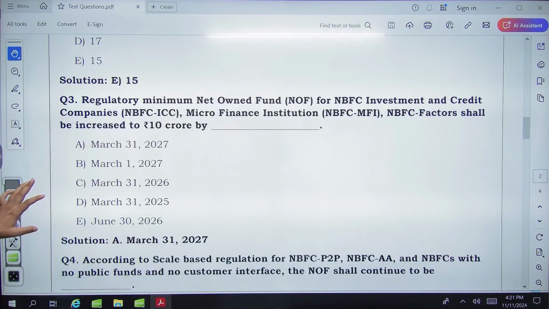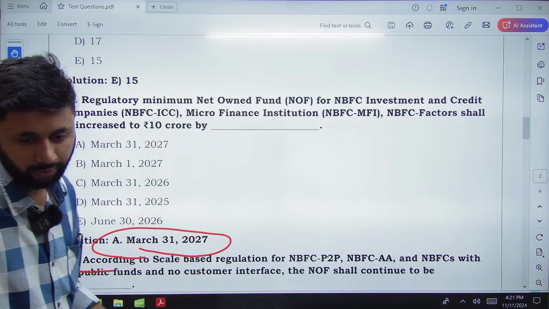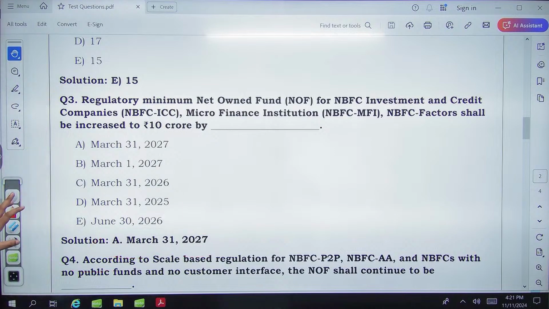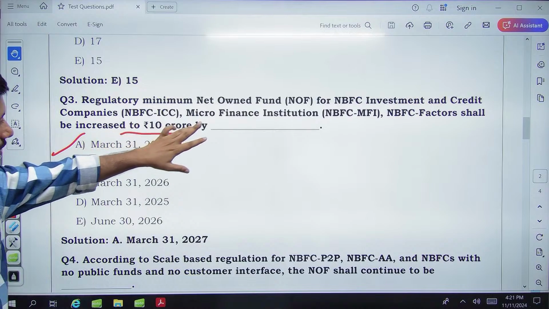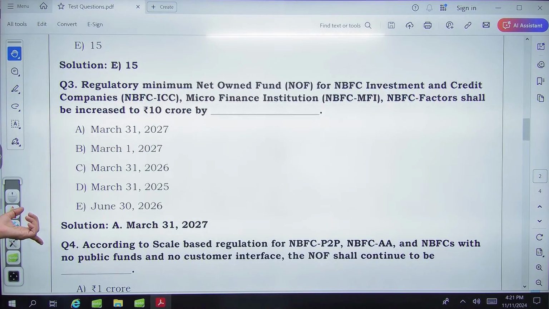So the third answer is March 31st, 2027. So correct, Shreya. Well done. Okay, so this is the correct answer. By March 31st, 2027, the minimum net owned fund of these NBFCs will be 10 crores.